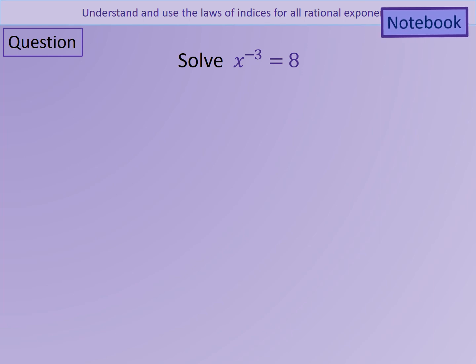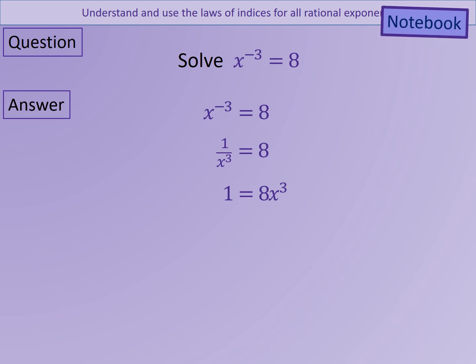So first of all, I would be writing that x to the power of minus 3 is the same as 1 over x cubed, so getting rid of that negative power. Secondly, I'm getting rid of the fraction on the left hand side by multiplying both sides by x cubed, and then isolating the x cubed by dividing by 8 to give us x cubed equals an eighth. And then finally, if I take the cube root of an eighth, or similarly written as an eighth to the power of a third, we will end up with a half.